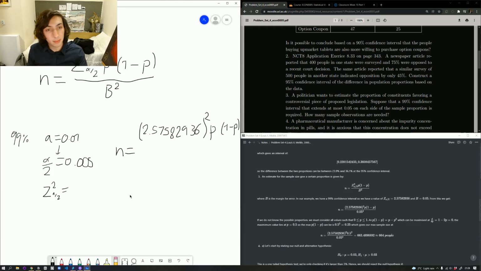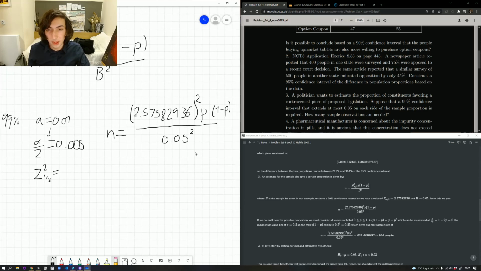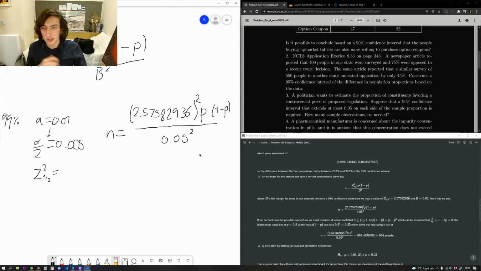But we do know that the margin of error, as this says here, extends 0.05 on either side, right? So there we have that. Varying on the value of p, the value of p can change, right? But p varies in an interesting way. Think of it as the number of people required being dependent on this number at the top, 2.576 squared over 0.05 squared, times this p(1 minus p) thing.